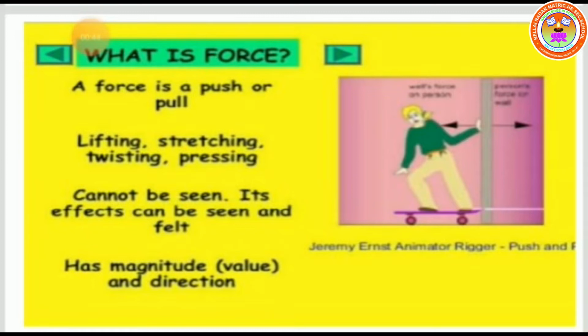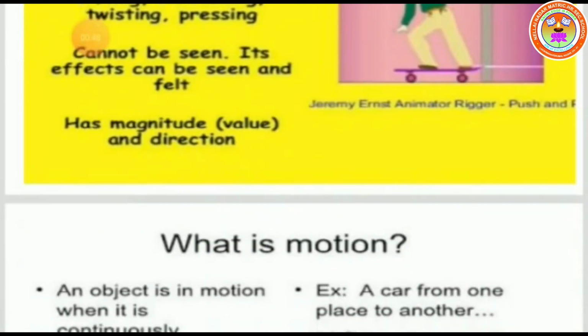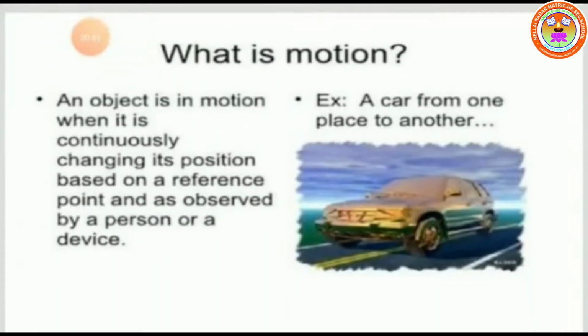So children, force is a vector quantity. What is motion? An object is in motion when it is continuously changing its position based on a reference point, as observed by a person or device. A car moving from one place to another place, that is, the movement of an object, is also known as motion.